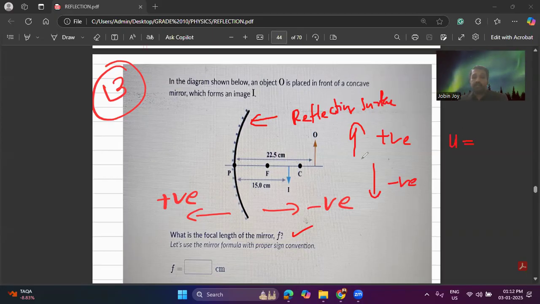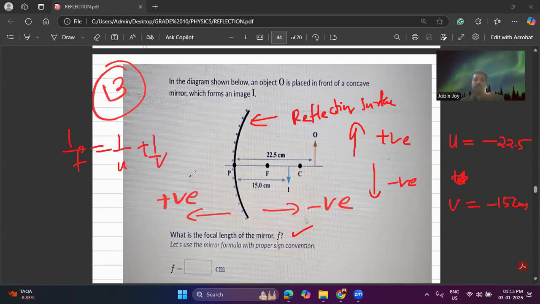So object distance is given. U is equal to, this is the reflecting surface and this is negative, so minus 22.5. Then where is the image? The image is again on the same side. So V is equal to minus 15 centimeter. Okay, find F. Again you can apply the equation 1 by F is equal to 1 by U plus 1 by V. You know U, you know V. Substitute it and simplify it, you will get the answer.